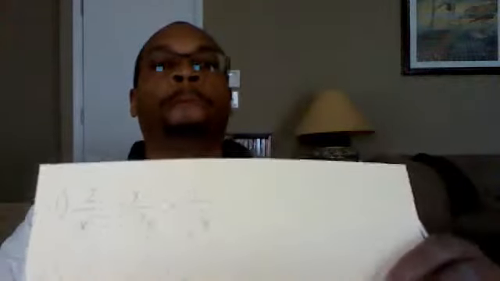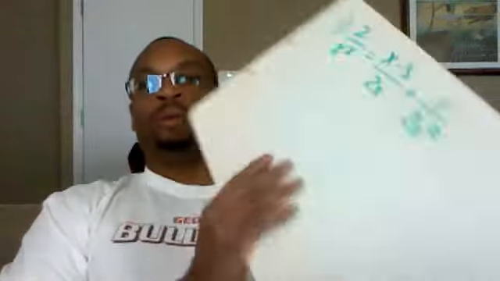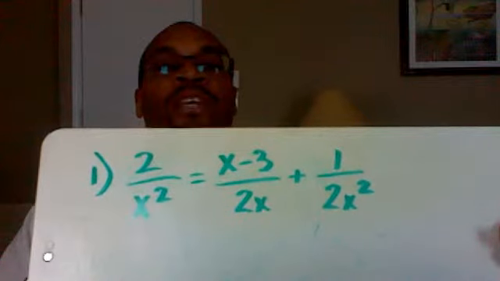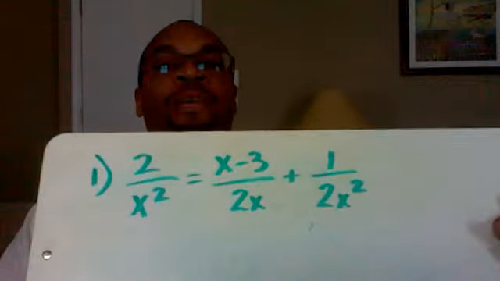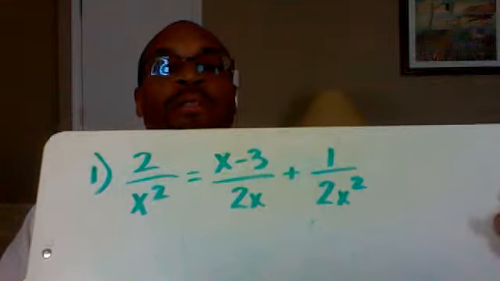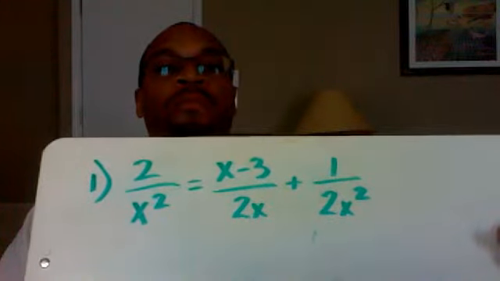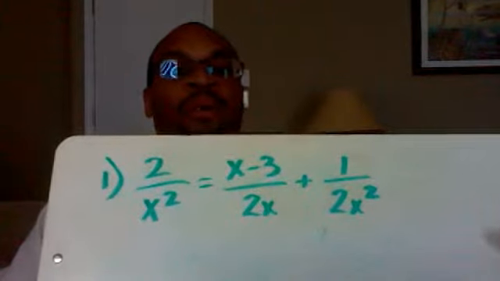Alright, the first problem is going to be, I don't know if you can see it that well, so let me do it with the other board. It's going to be 2 over x squared equals x minus 3 over 2x plus 1 over 2x squared. So hopefully you're writing that down or pausing the video.